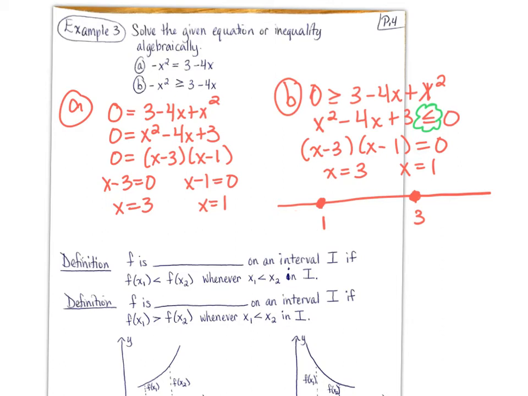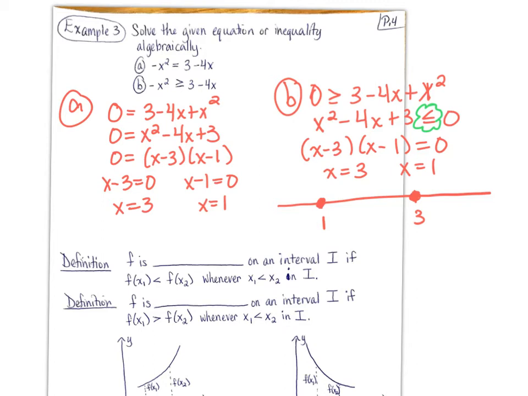I hear 2, I hear 3. How many segments do you see here? 3. 1 here, 1 here, and 1 here, right? So we have to check numbers to the left of 1 to see if we get something that's less than 0. Here, see if we get something less than 0, and here to see if we get something less than 0. If we do, that means we include that interval. If not, we do not. Does that make sense? Okay, so now let's check.